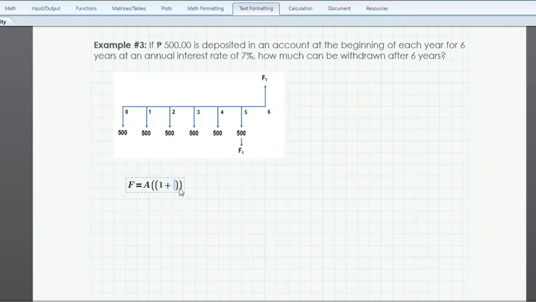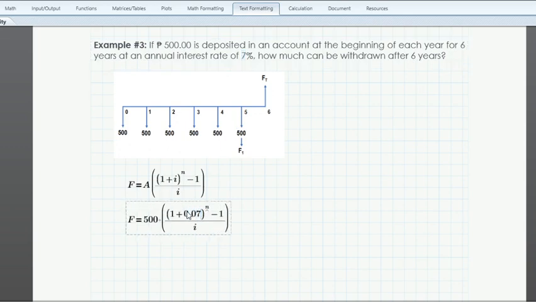We have 1 plus I raised to n minus 1 all over I, so divide everything by I. Okay? So, this is our formula. Now let's just put in the data. We can see in the cash flow that the annuity, the equal amount we deposit, is 500, so we replace it with 500. Then the interest rate is 7%, so we have here 0.07.